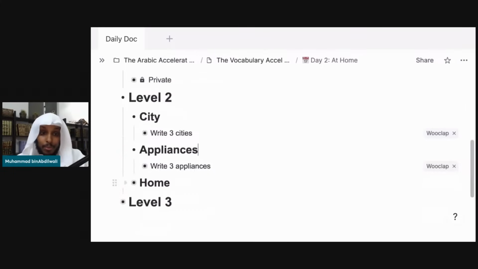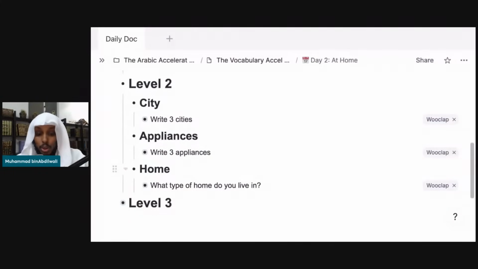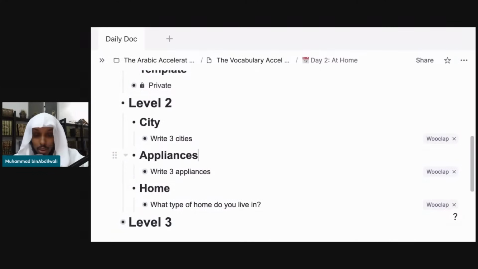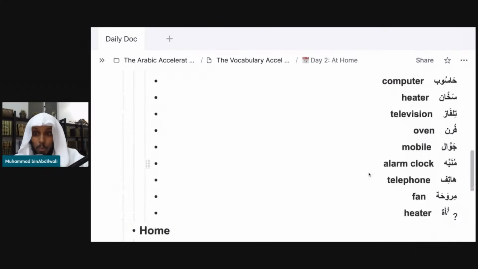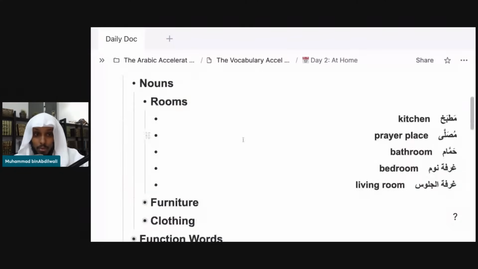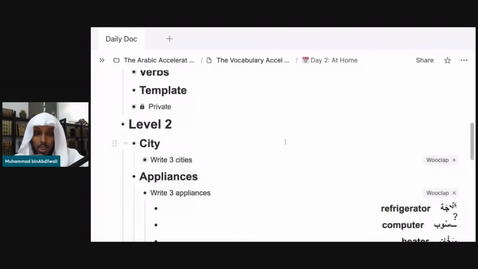Obviously, what I can do now is come up with a question on WooClap. All right. So the question I'm going to ask on WooClap is, you see these words, they're normally found in certain rooms inside the house, which we covered in level 1. Level 1, we talked about different rooms in the house, okay? مطبخ, مصلى, حمام, غرفة نوم, غرفة جلوس. Now, I want you to tell me where you would find these words. So we're going to take them one by one.